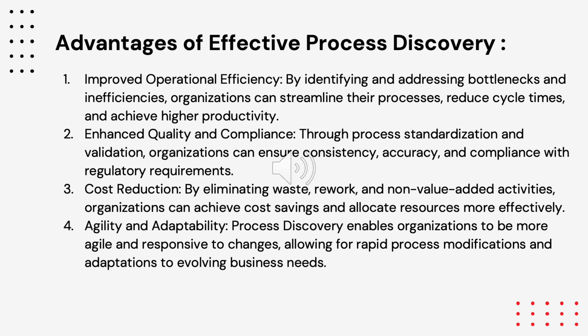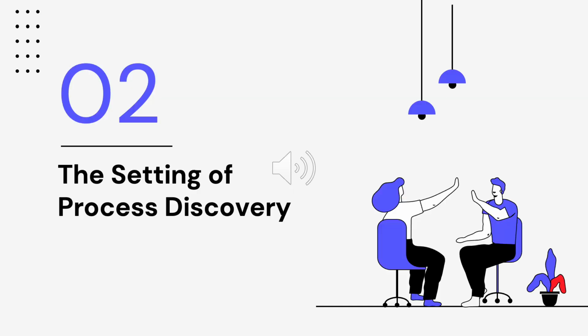And the third one is cost reduction. By eliminating waste, rework, and non-value added activities, organizations can achieve cost savings and allocate resources more effectively. And the fourth one is agility and adaptability. Process discovery enables organizations to be more agile and responsive to changes, allowing for rapid process modifications and adaptations to evolving business needs. In the second section, we're going to discuss the setting of process discovery.